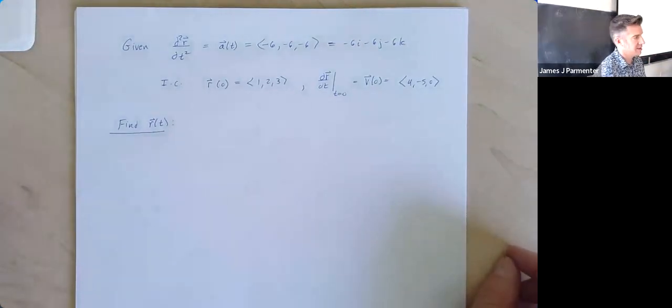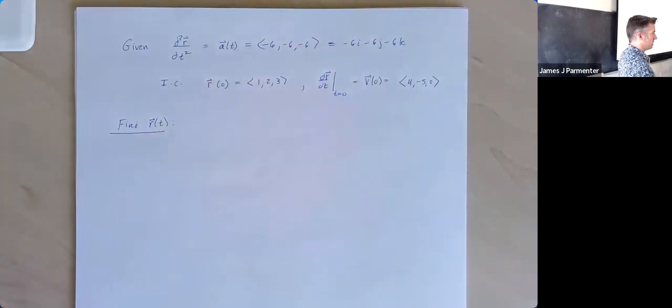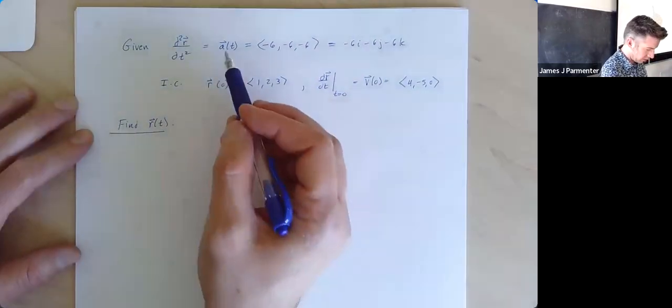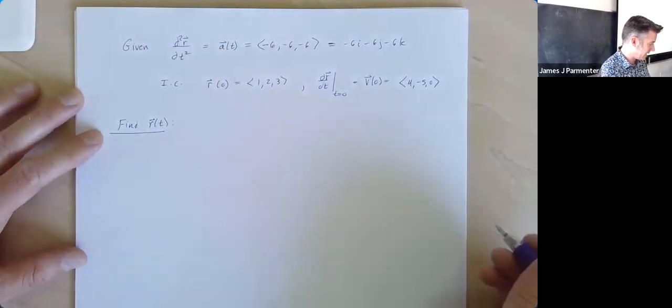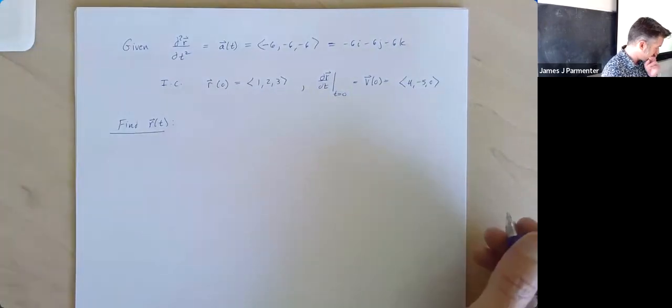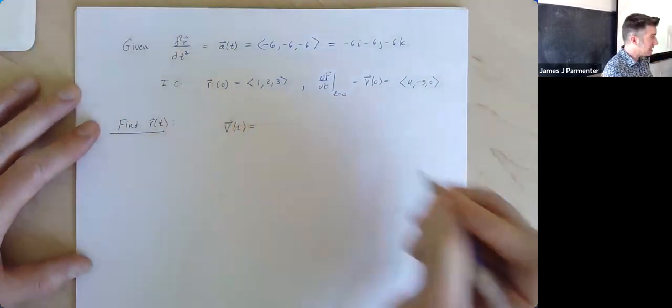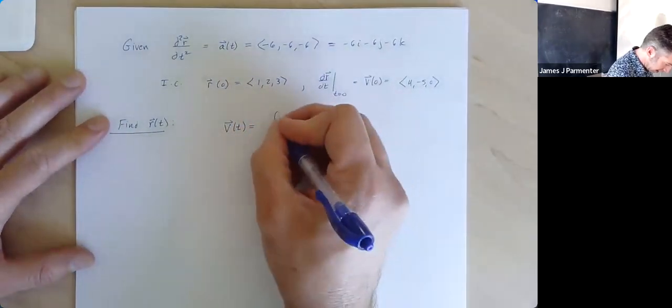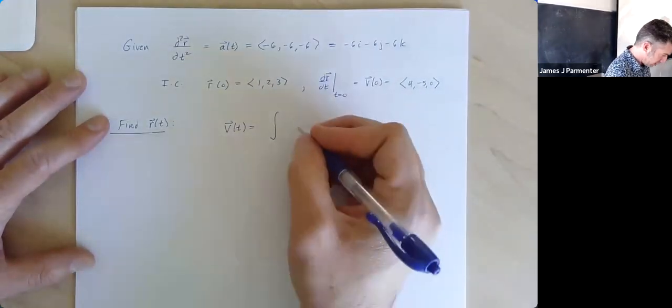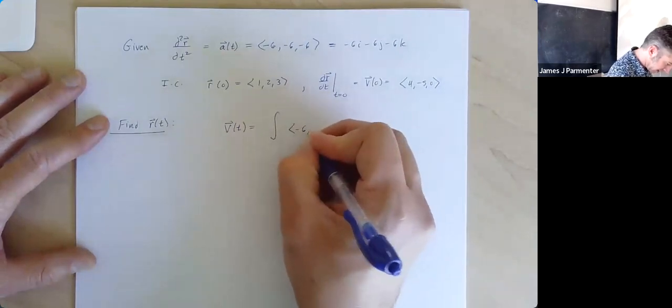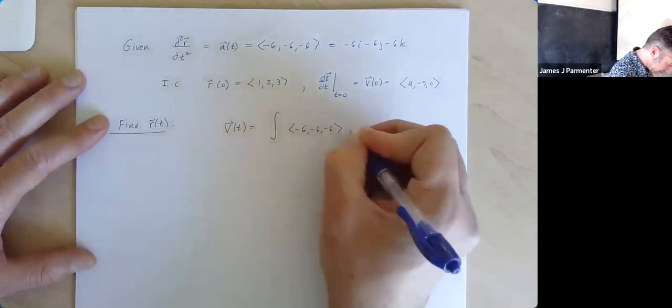Like most problems, when you're given acceleration and asked to find position, we're going to end up doing a couple of anti-derivatives essentially. So we're going to start by taking your acceleration vector and anti-differentiating it to get the velocity vector. So the velocity vector here at any time t is going to be the antiderivative of this vector, <-6, -6, -6> dt.